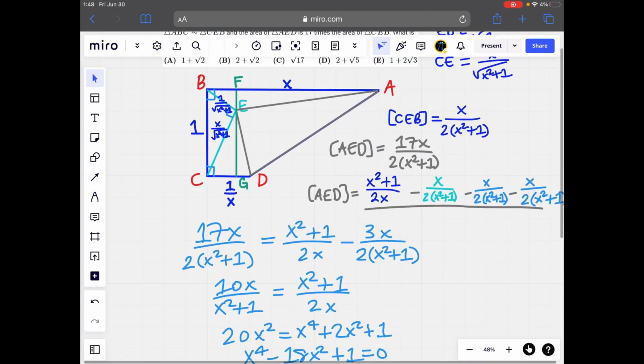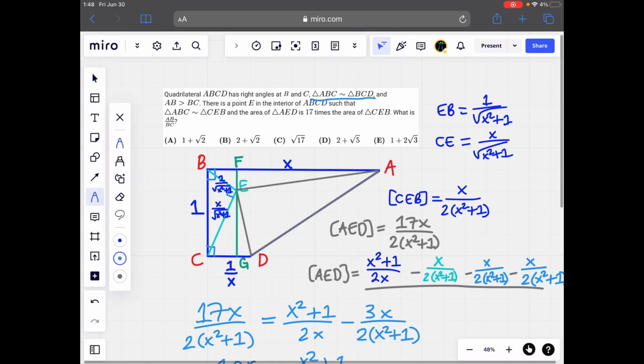Going back up to the problem, we hope that 2 plus root 5 is in our answer choices, and indeed it is. That's answer choice D, and we are done.